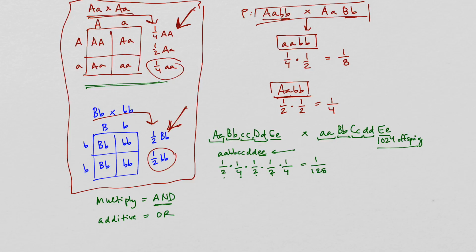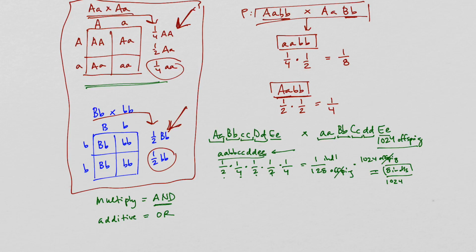We can actually convert that. So 1 individual out of 128 offspring, but we've actually got 1,024 offspring. So we can cross those out. That's going to be 8 individuals in the population of 1,024 total. So 8 individuals will have this genotype.